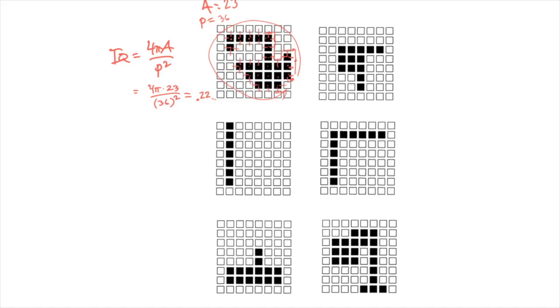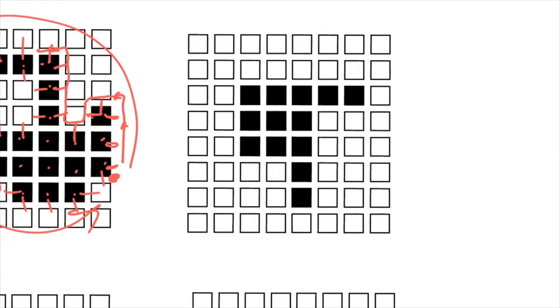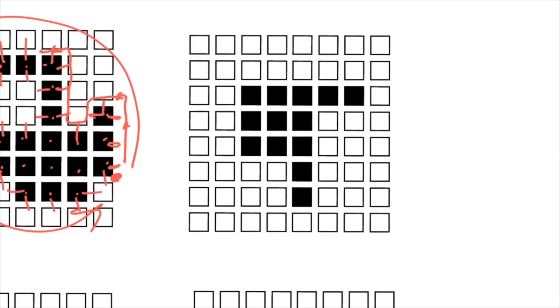All right, did you figure them out? I hope that you did. Here's how I did them. This one, first let's count the area. 1, 2, 3, 4, 5, 6, 7, 8, 9, 10, 11, 12, 13.